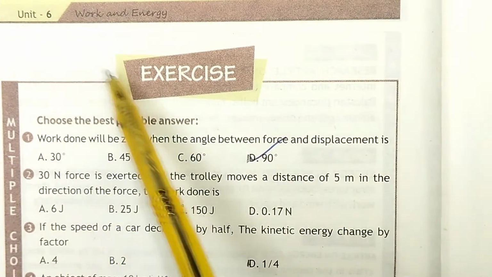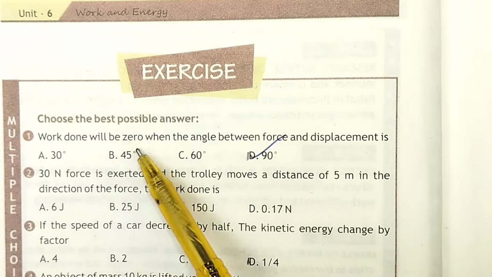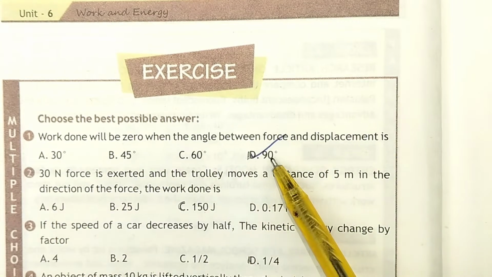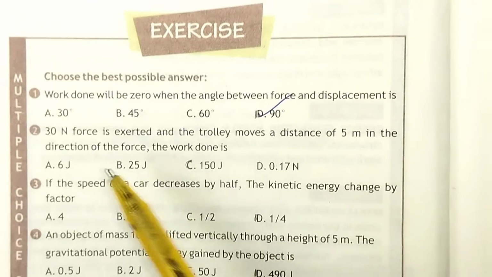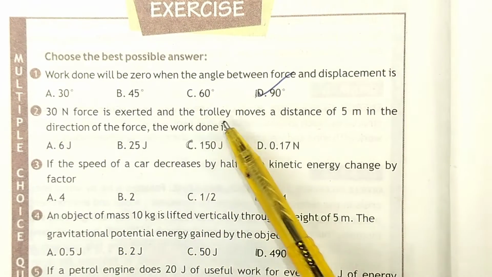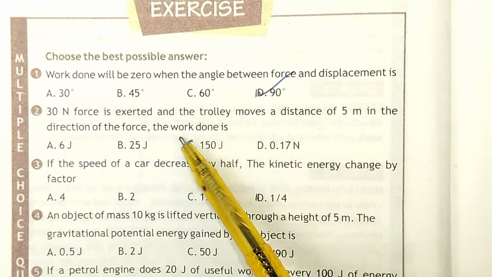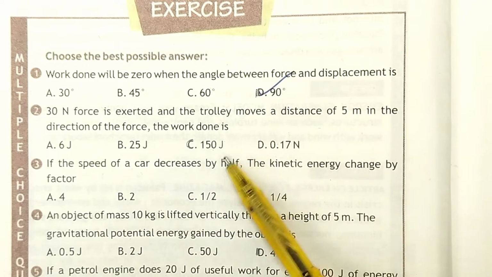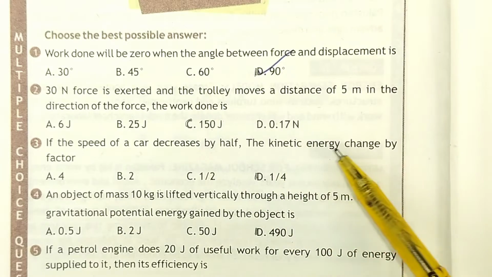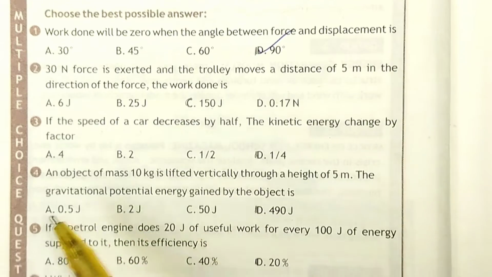Unit number 6 is work and energy. In the exercise, the first MCQ is: work done will be zero when angle between force and displacement is 90 degree. Question number 2: 30 Newton force is exerted and the trolley moves a distance of 5 meter in the direction of the force. The work done is 150 joule. If the speed of a car decreases by half, the kinetic energy changes by a factor, option D, 1 by 4.